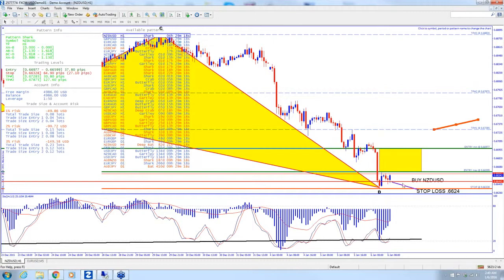Right now, the NZD USD is trying to hold and trying to move higher. We gave a buy right around this area right down here. Your stop loss is below. And we're watching to see, hold on, we're watching to see if this can go higher.